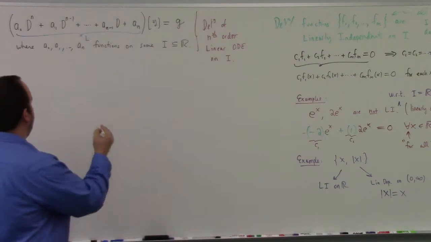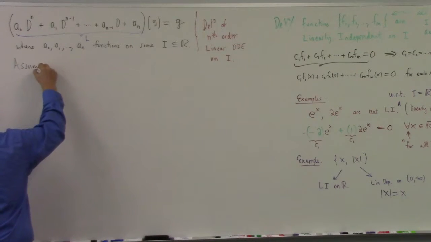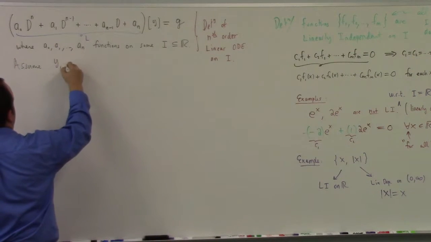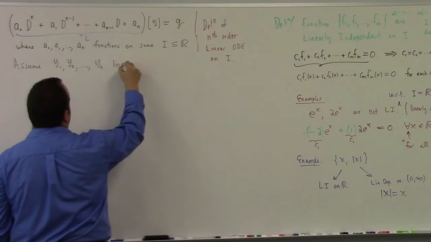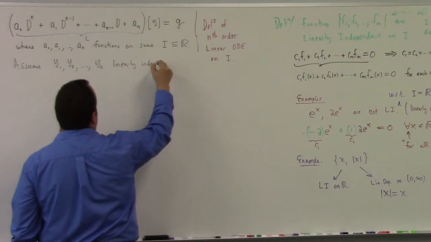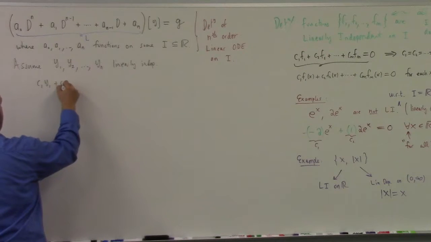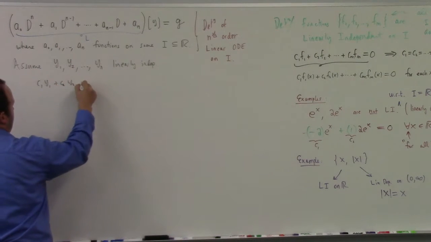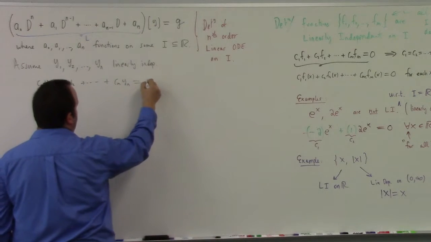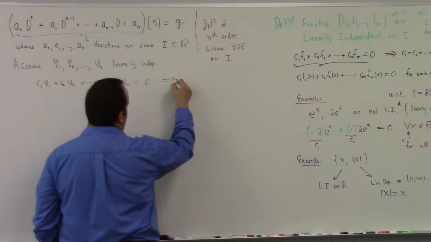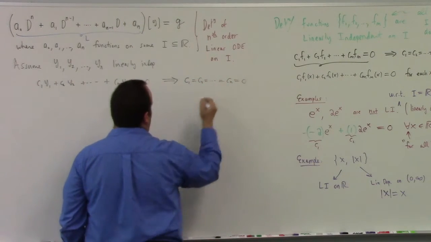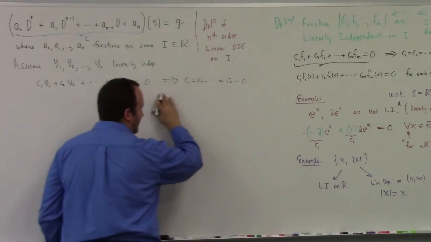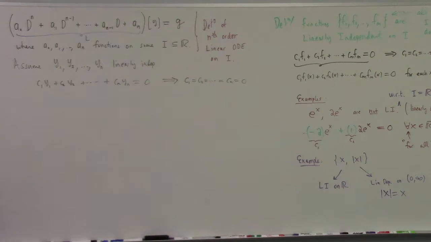So let's assume that we have, let's say, y1, y2, yn linearly independent, okay? So that means we have c1y1 plus c2y2 plus plus cnyn equals 0 implies what? So if you have a linear combination equal to 0, it has to be the trivial combination. Them's the rules. If it's a linearly independent set of functions, that's how it works.